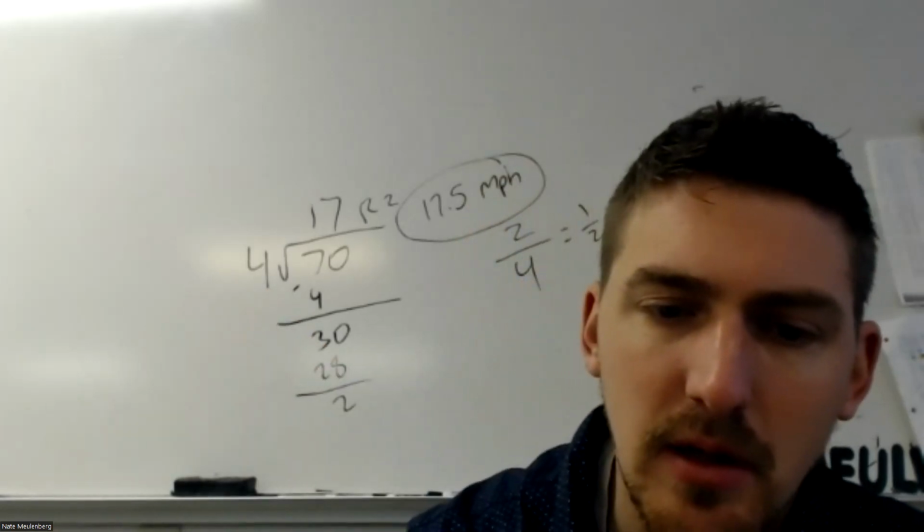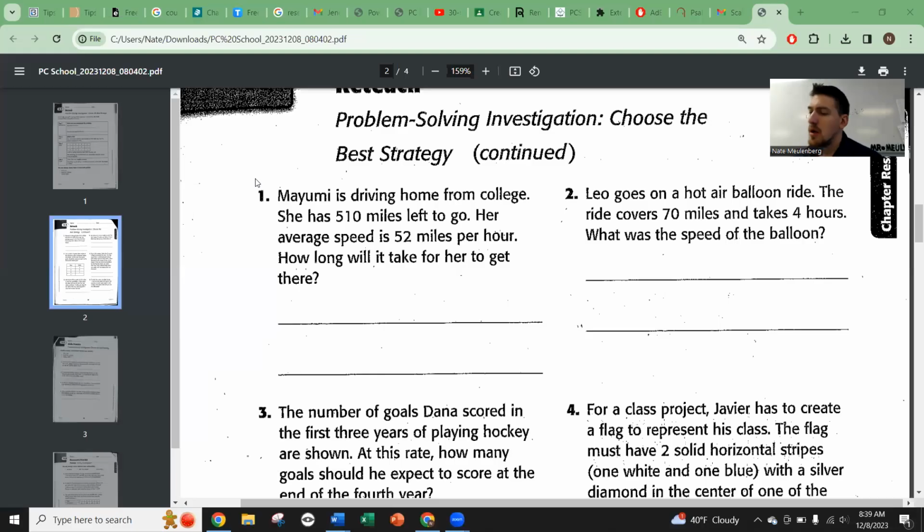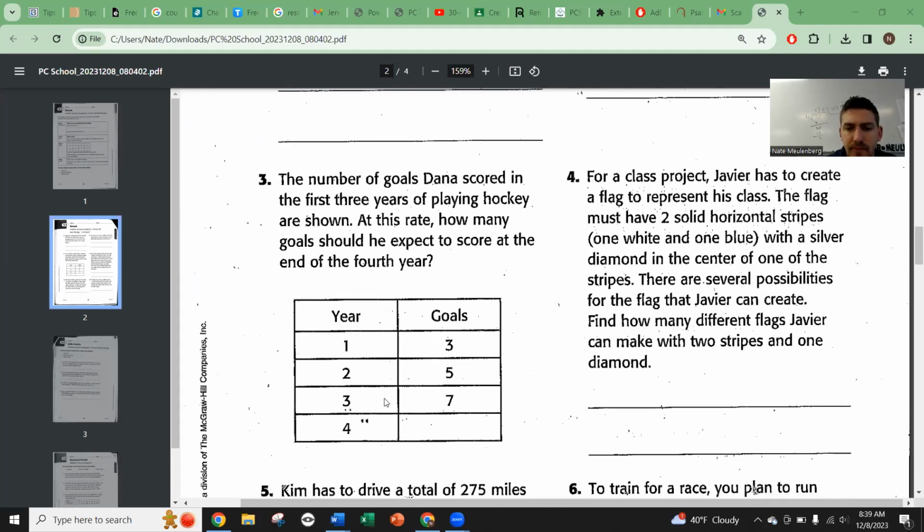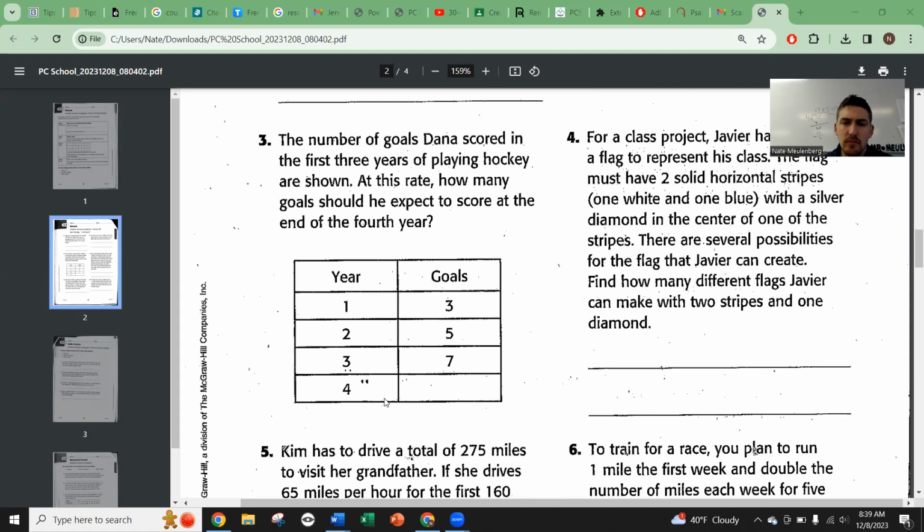All right, let's take a look at number 3. Harry, really loud so Simon can hear you. The goals scored in the first 3 years of playing hockey are shown. At this rate, how many goals should he expect to score at the end of the fourth year? Good. What's the pattern, guys? 1, 3, 5. Good. So how many goals do you think he'll score in year 4? 9. Yeah, it goes up by 2 every time, right? So number 3 is 9.